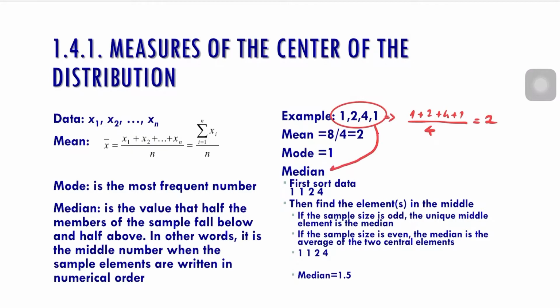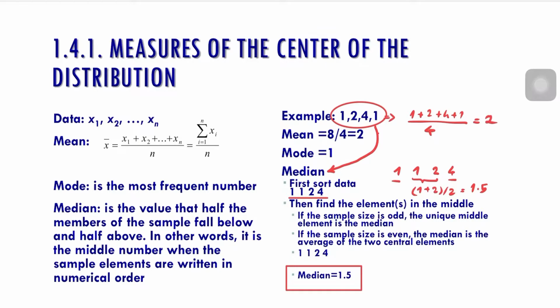We can use this data for the median, sorted as 1, 1, 2, 4. As you see here, there is no single center number; we have two numbers in the center, so we can average these two. It is 1.5. In this case, the median will be 1.5.